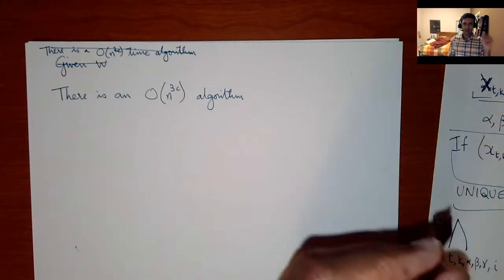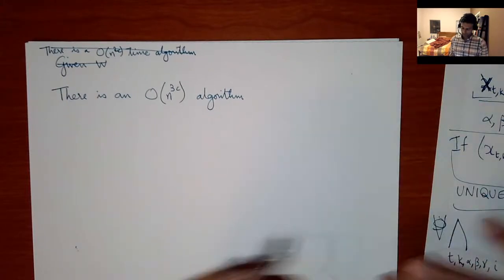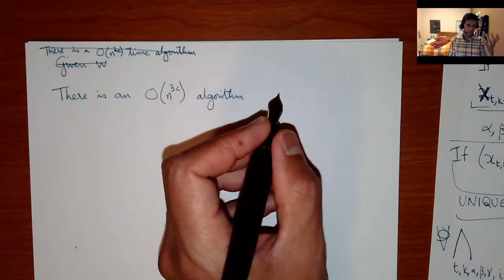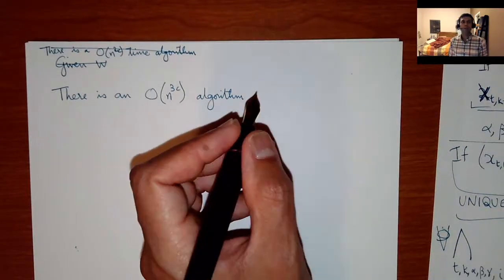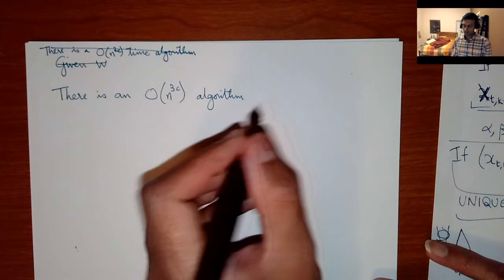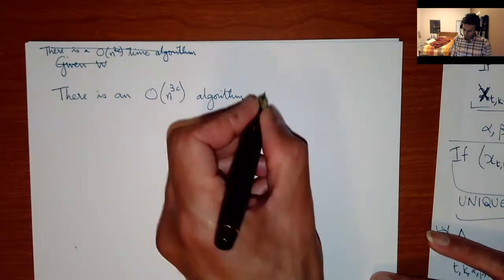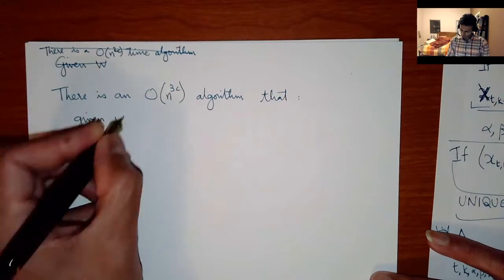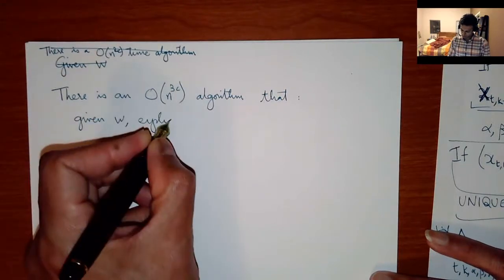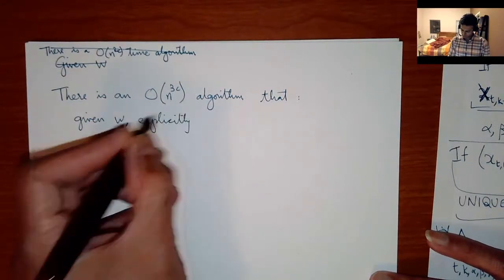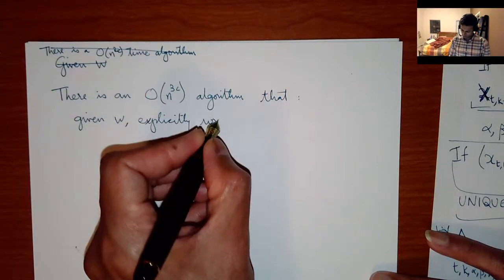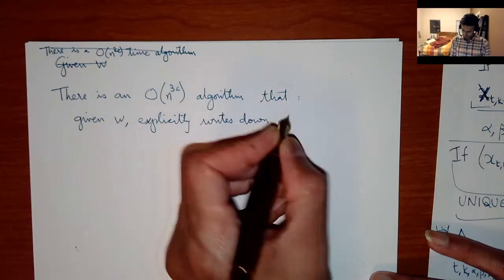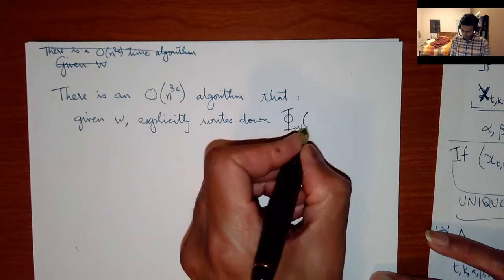because you have to write things down, and each symbol takes some time, and there's some encoding, and there's a log n encoding for all of these things. So just absorbing all of that. That given W explicitly writes down phi W of x.